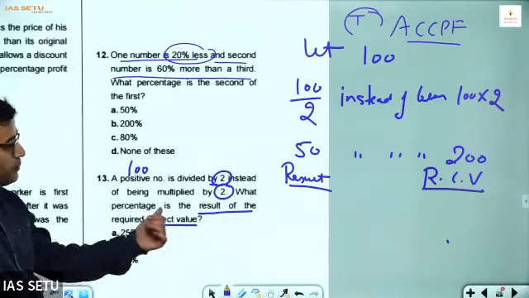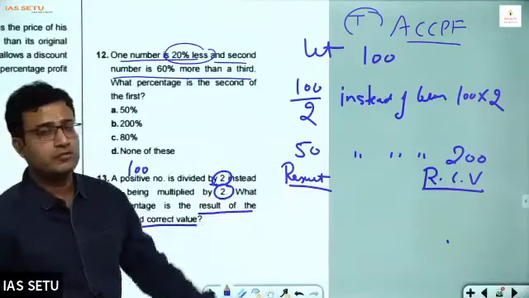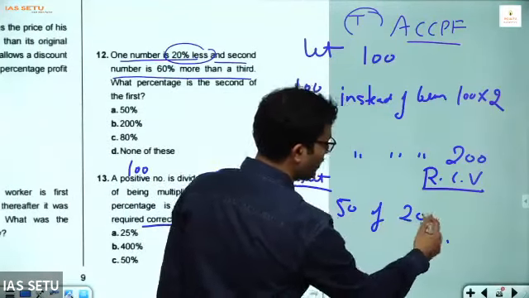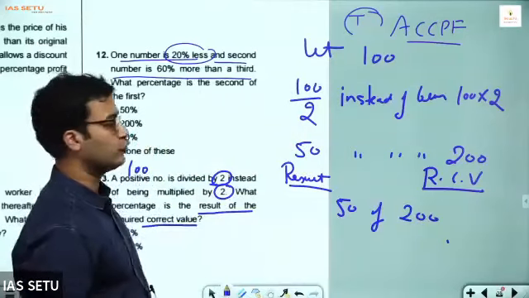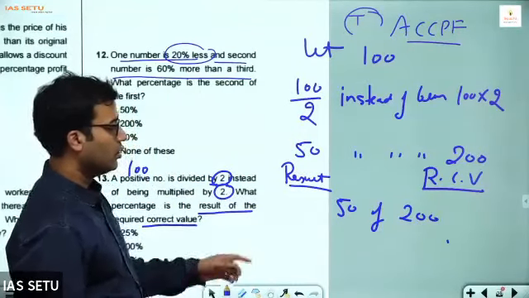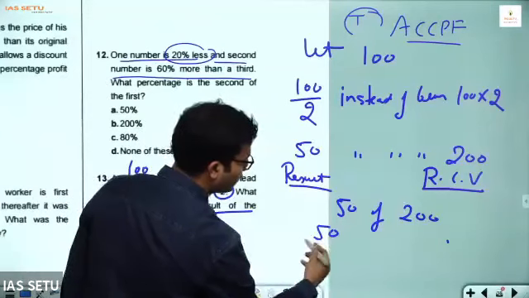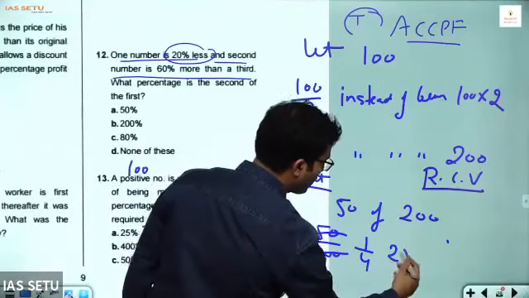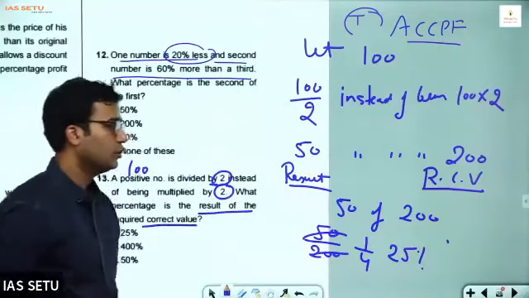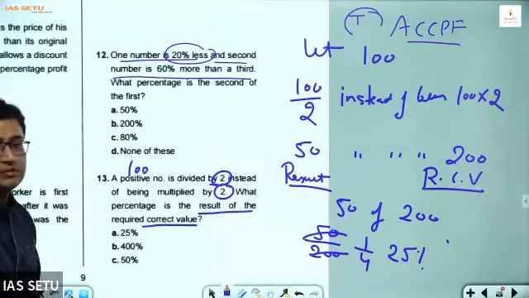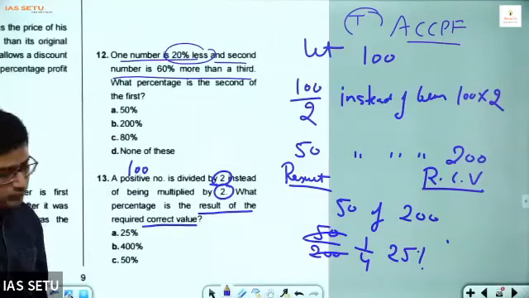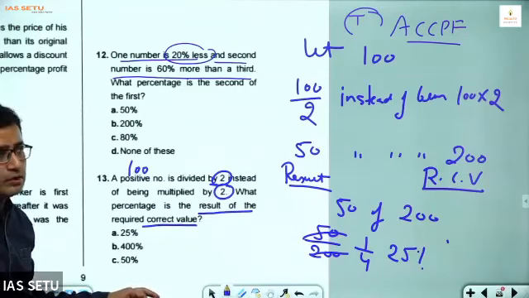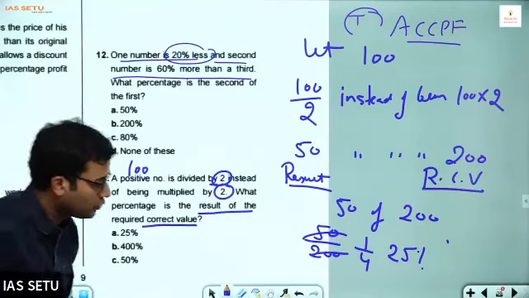It is asked what percent is the result of the required value. What percentage is 50 of 200, meaning 50 out of 200. 50 out of 200 is 50 divided by 200. It is 1 by 4. So it is 25%. So the result is 25% of the required correct value. I will add one more question here. But before that, I take the next question. Question number 14.